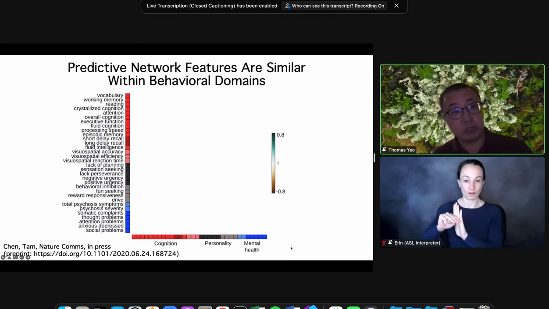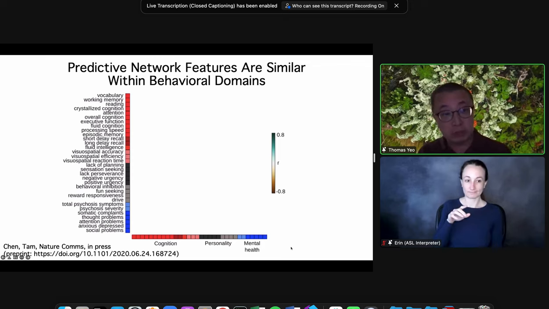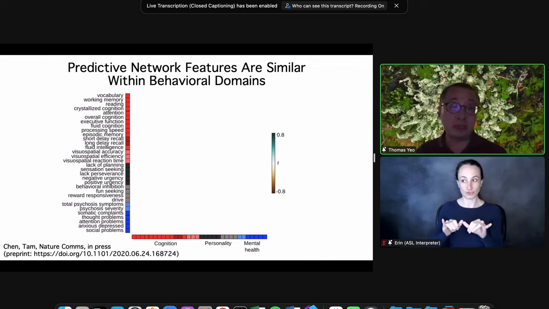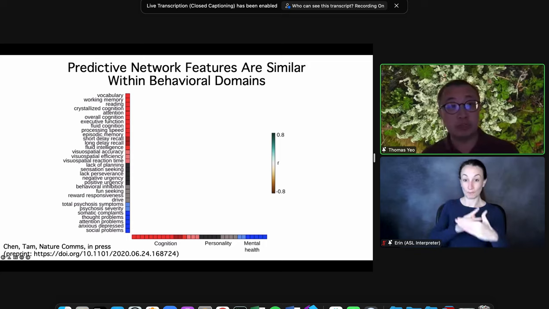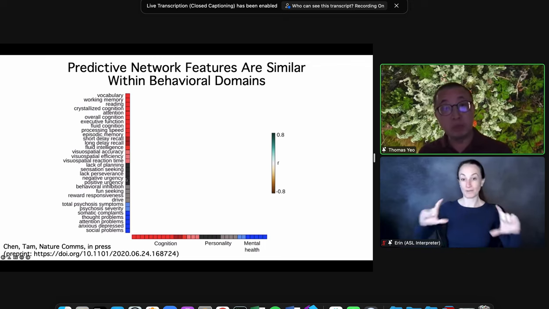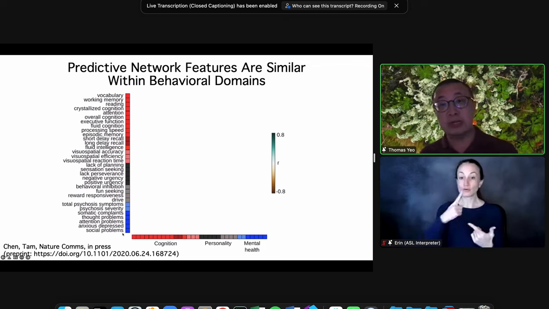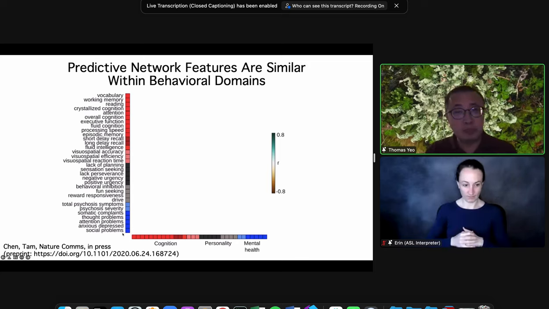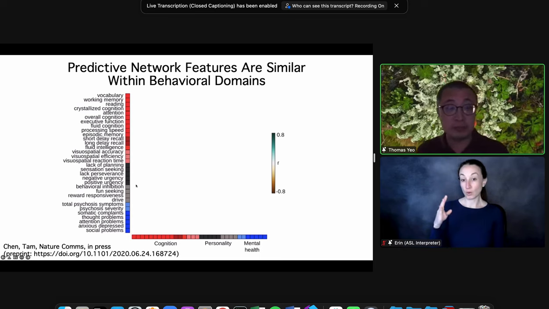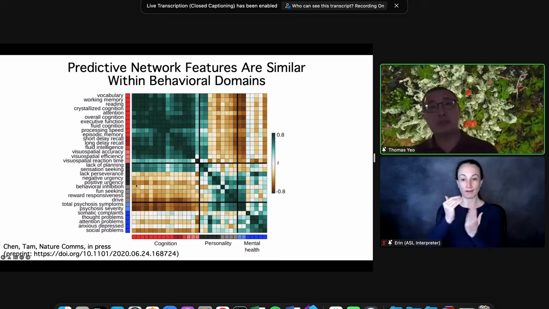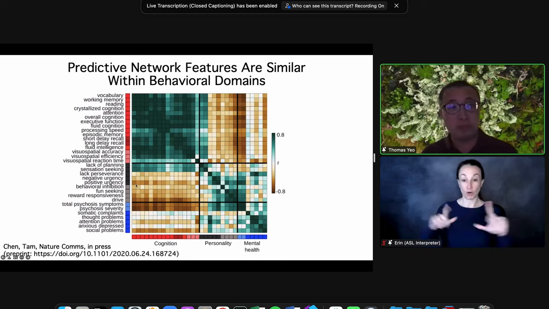Now, let us first answer the question of whether predictive network features are similar or different across behavior measures. Of the 36 measures, only 32 were predicted better than chance. So I'm going to show you a 32 by 32 matrix. Red indicates cognition, gray indicates personality. These are mostly personality measures. Blue color indicates mental health, and these blue measures are from the child behavioral checklist. So here's the similarity of predictive network features across different behavioral measures.